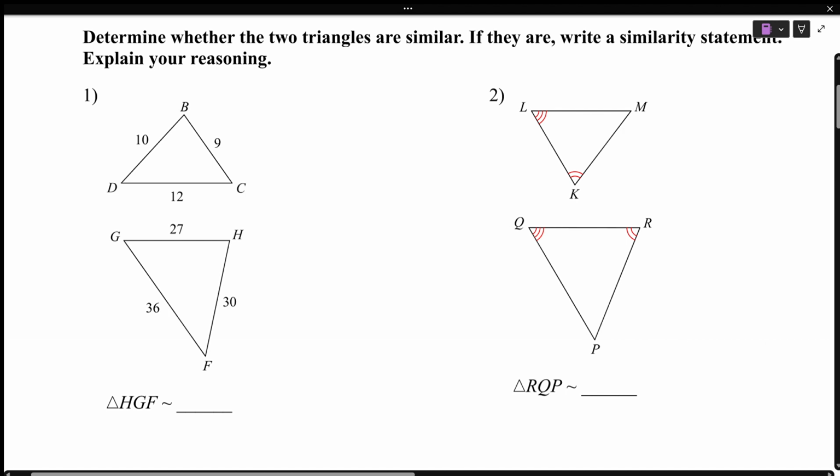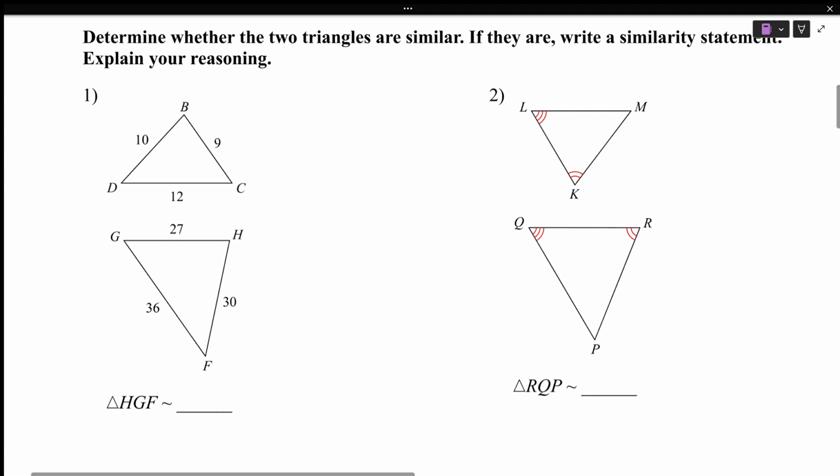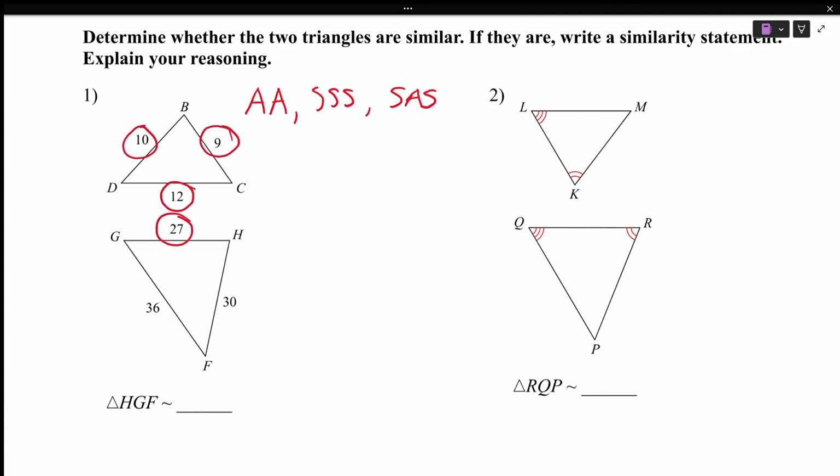I kind of went over this in class, but let's go over number one. All right, we have three theorems. We have AA, SSS, or SAS, and we're trying to figure out, okay, which theorem would work the best here. Based on what we're given, three different sides of the triangle, right? We're not given any angles. We're not given any pair of angles that are congruent. So just based on that, we're probably going to use SSS.